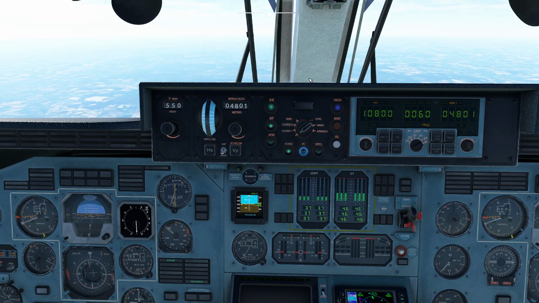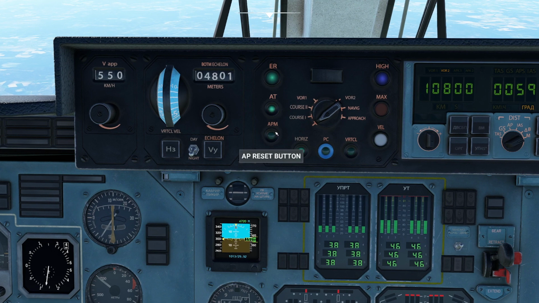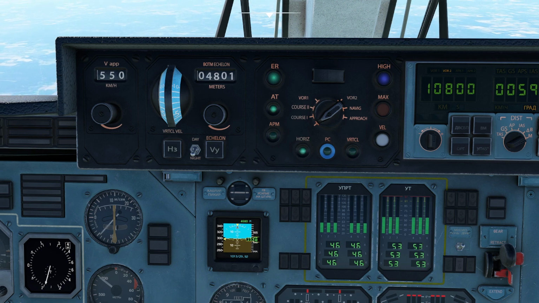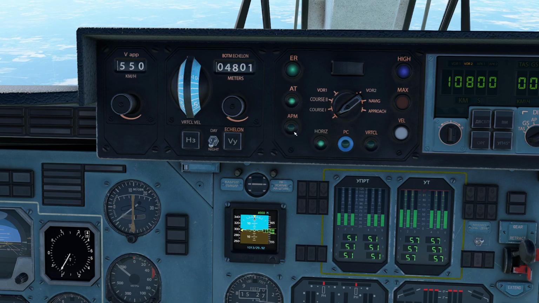Okay. Our next options on here are dedicated to turning the system on and off. You'll notice this APM button. This is the reset button. If you pop this button, it's going to set you into horizon and vertical mode. The reason this is a handy button is if you start fiddling with this and you get it all confused, you can always come over here and mash that button and quickly reset all the other options on here.